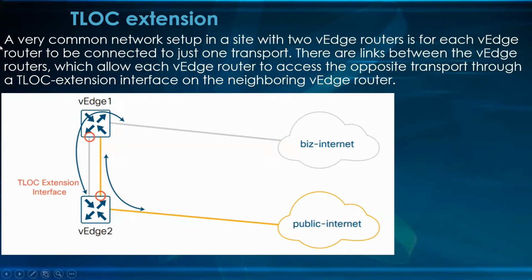If I describe a very common network setup at a site, we have two vEdge routers, and each vEdge router is connected to just one transport. There are links between the vEdge routers which allow each one to access the opposite transport through a transport location extension, TLOC extension, interface on the neighboring vEdge router.